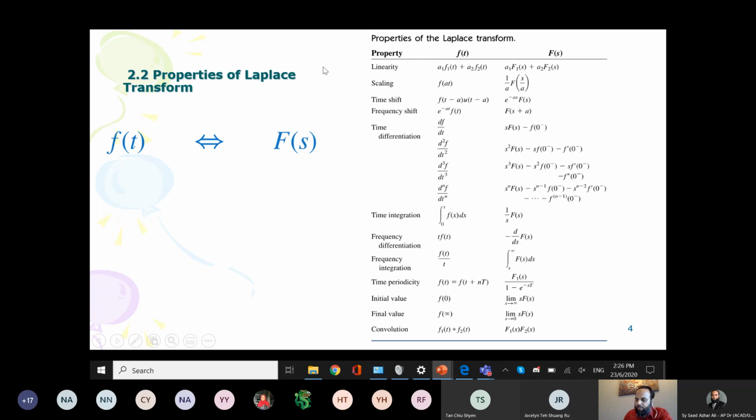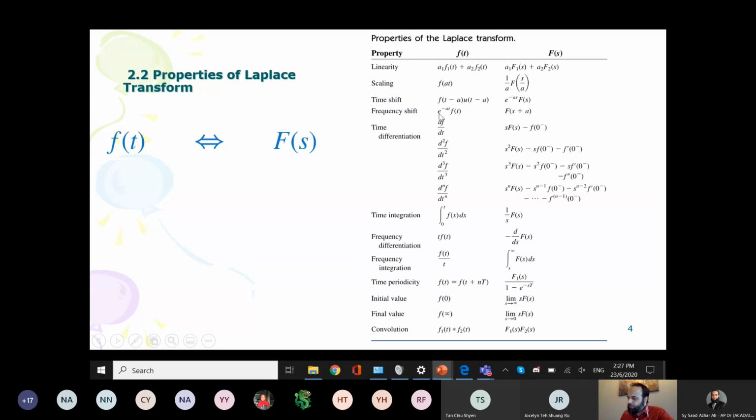All these properties, you can name them, linearity, scaling, and all. It's very obvious, by the way. But which of the properties shows a time delay? Anyone? Time shift. Yes, thank you very much.